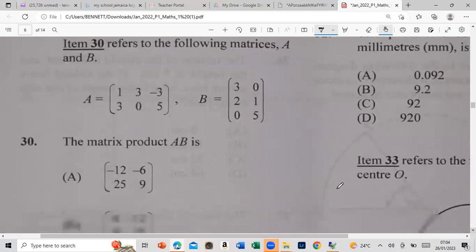Alright, this one now, item 30, says refer to the following matrices A and B, and we are given 2 matrices, right? And it says the product of AB is, alright, so guys, don't need to panic. What we know about a matrix is that when you multiply it, the product is row times column. So let us do that, and then we can see how we go on. Alright, very nice question.